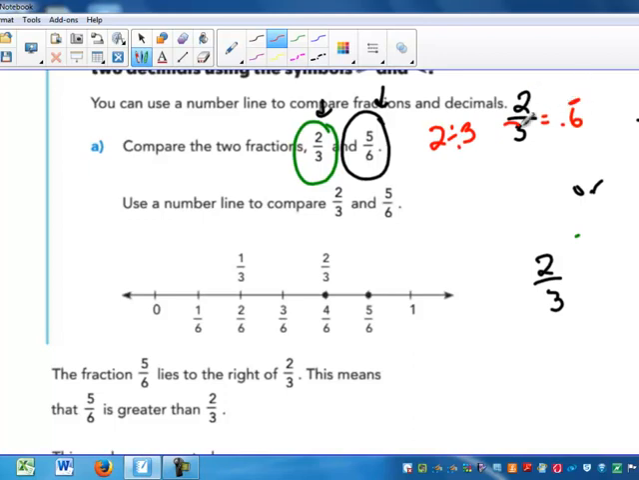Okay? 2 divided by 3. Every fraction becomes a decimal by doing the top number, the numerator, divided by the denominator. Okay? Same thing with 5/6 now. I'm going to go ahead and divide 5 divided by 6. I'm going to get 0.8.